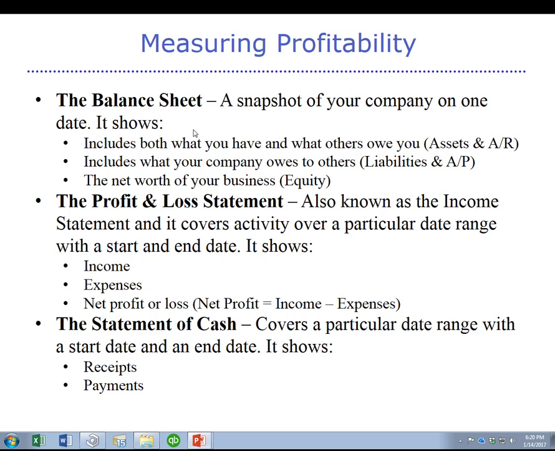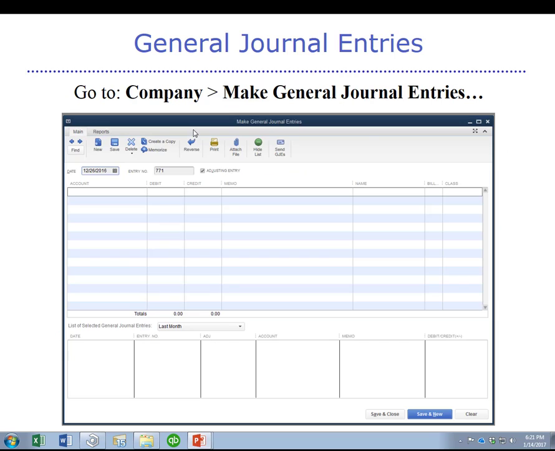Now the statement of cash flows would show you where your cash went during a certain time period. So you received $100,000. Where did that $100,000 go? Because it's not in my bank account anymore. So the statement of cash flows is also very helpful.